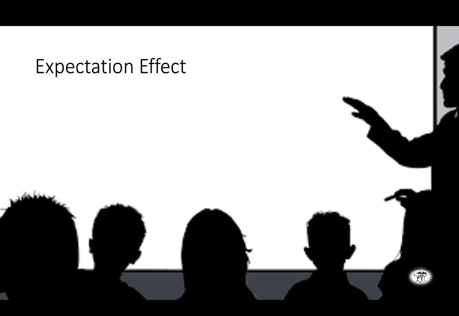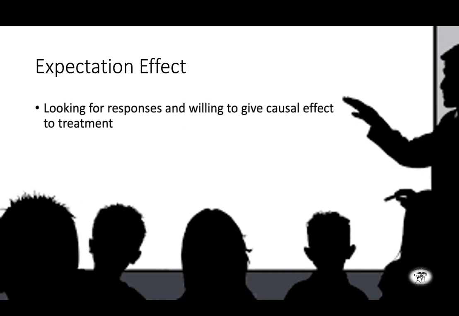The expectation effect is a logical fallacy. The logical fallacy with the expectation effect is where I'm looking for responses and I'm willing to give causal effect to the treatment based off of the responses that I see. This is my observational bias. So the expectation effect is a bias effect that can influence the way in which I interpret the findings of any type of experiment.